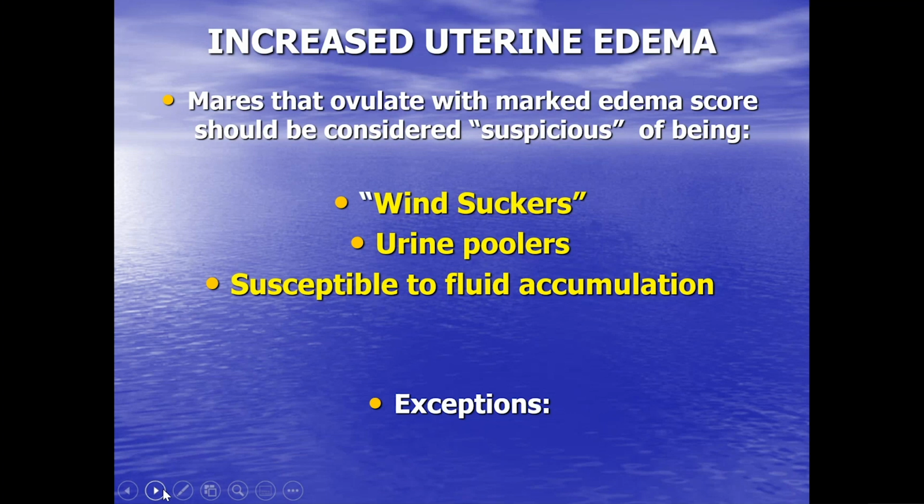So mares that ovulate with a marked edema score, as we know, in most cases, the edema score's lessening in that 24-hour period preceding ovulation. Consider them as windsuckers, urine poolers, possibly susceptible to fluid. You've got to look at all those three aspects with them. A couple of exceptions I want to mention. Don't know if any of you can think of them.